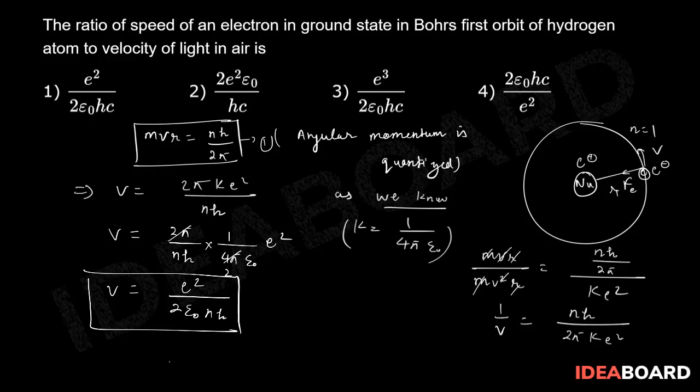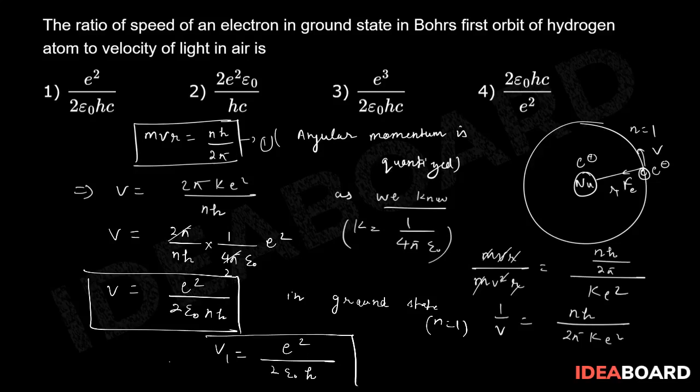Okay. So now we want to get the answer. They are asking the ratio of speed of an electron in ground state. So this is the speed of the electron in ground state. So that means in ground state, n will be equal to 1 only. So if I put that, we get the value of v1 is equal to e square upon 2 epsilon naught into h.